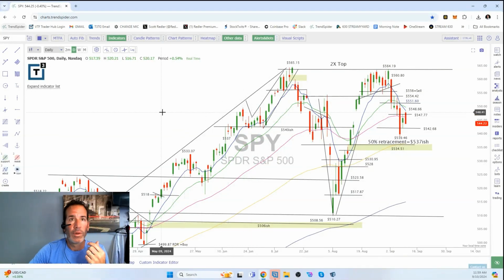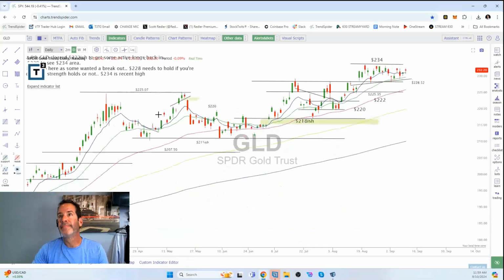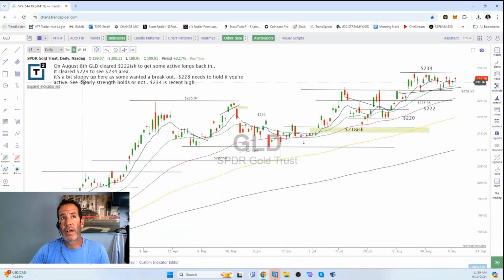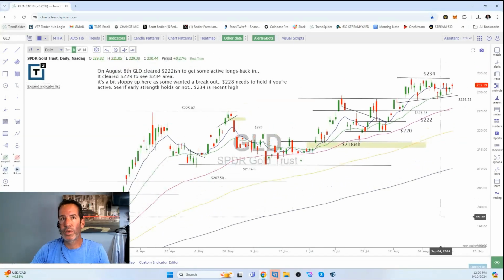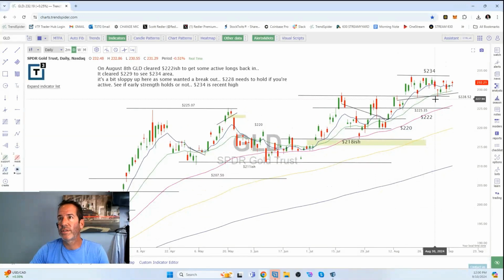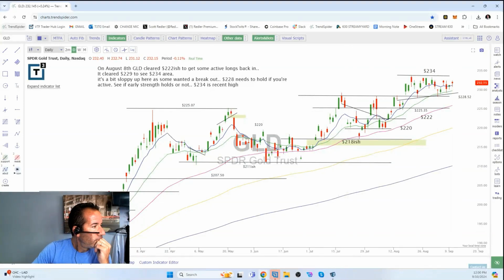What's on gold? It's hanging. I'm not a gold bug. I like to trade it technically sometimes when it's really doing well. Right now it's trying to hold this 228. Usually gold is very trappy and hard. So just be careful with it. Things are getting a lot worse.